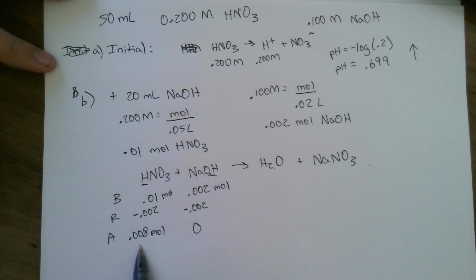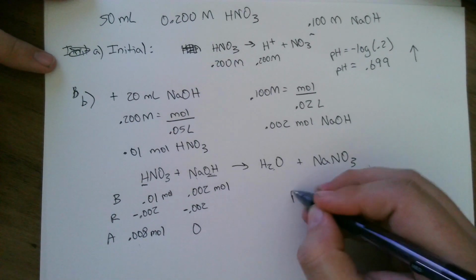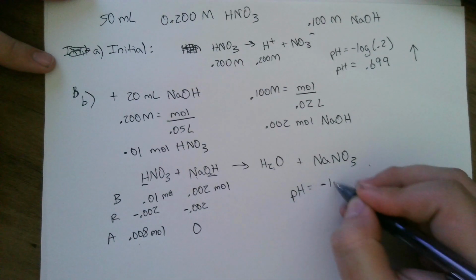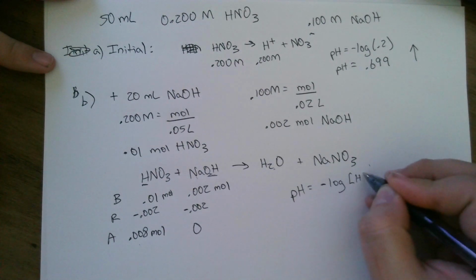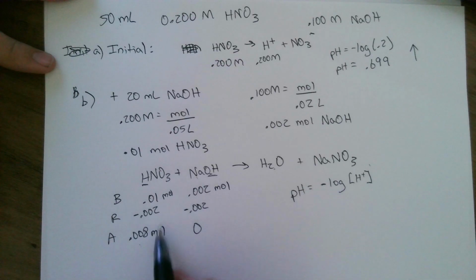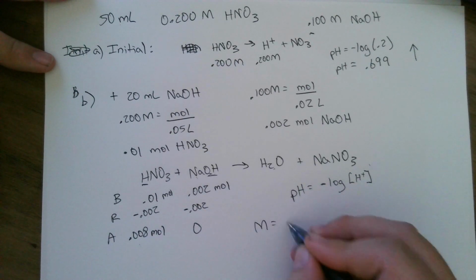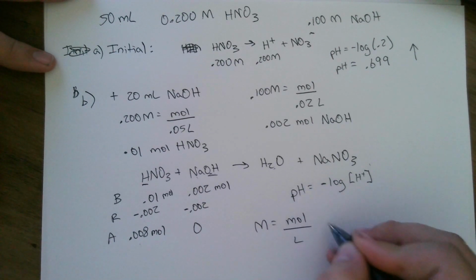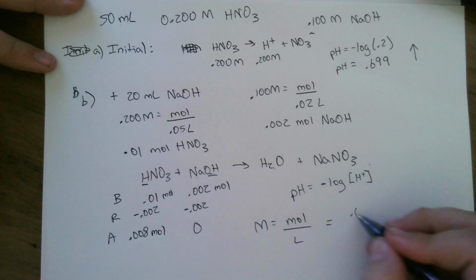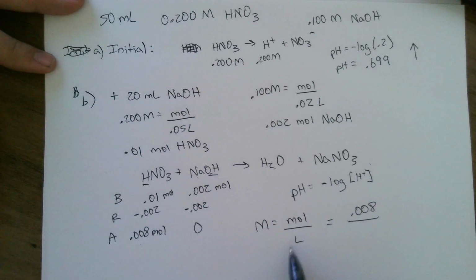All right, so that's how many moles of acid I have left after they neutralize each other a bit. Let's find the pH. Don't just go plugging this number into the pH formula, though. This is moles. We need molarity. Molarity is moles per liter. Our moles is 0.008. Let's think about our liters.